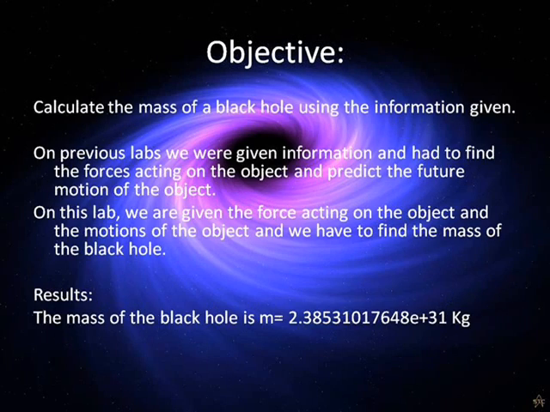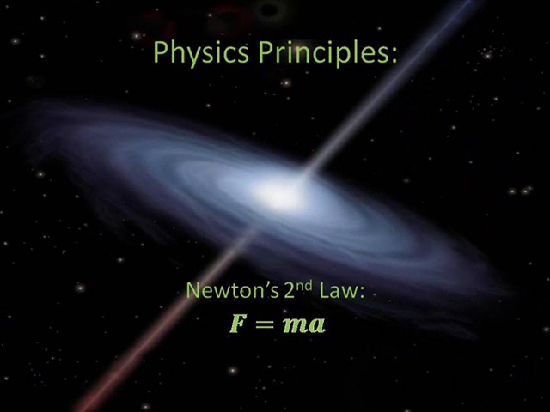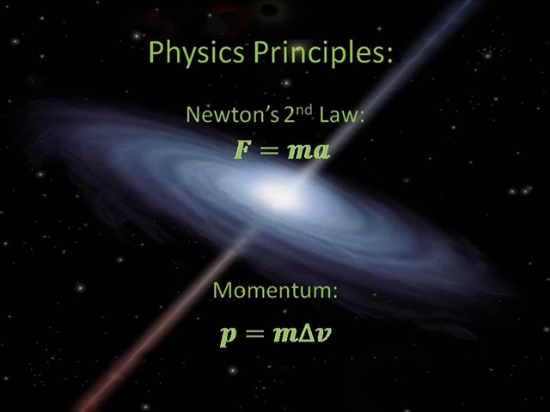The mass of the black hole came to be equal to 2.3853 e to the 31st kilograms. For the third physics lab, I'm going to find the mass of the black hole using the following physics principles: Newton's second law and the momentum principle. Newton's second law being force equals mass times acceleration, and the momentum principle being momentum equal to mass times delta v for velocity. By applying Newton's second law and the momentum principle, I was able to analyze and get the mass of the black hole.